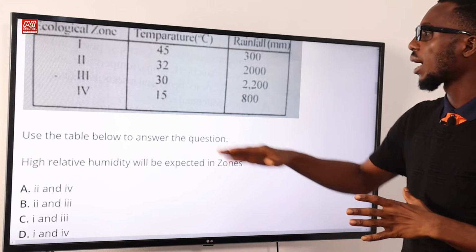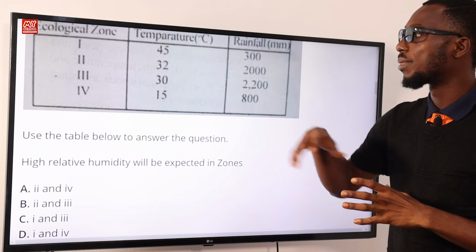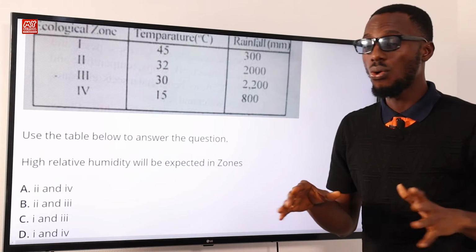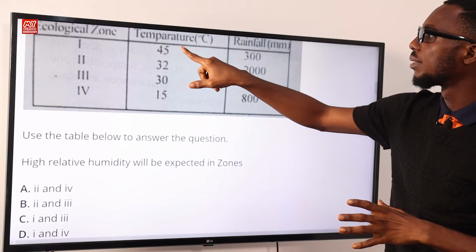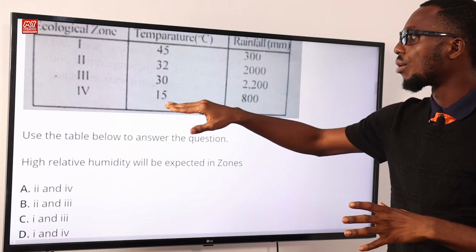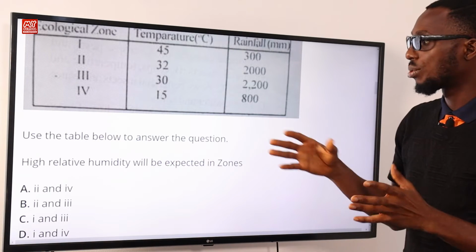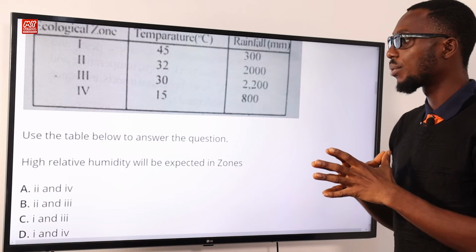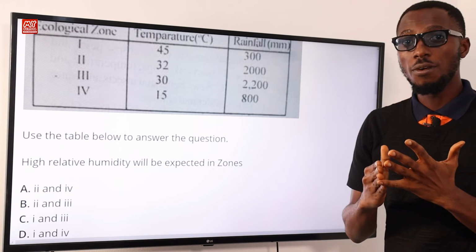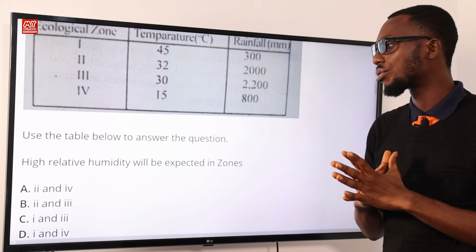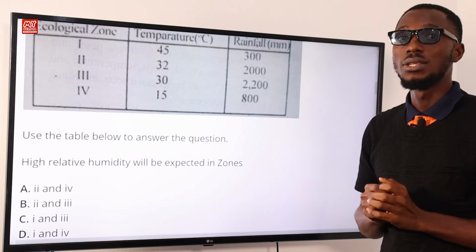So if you check, you realize that the temperatures for zone 2 and zone 3 are quite okay. They are not on the high extreme, like the one at zone 1, or on the lower side at zone 4. So the most appropriate option, where you have high relative humidity when you consider rainfall, water vapor, and temperature, is zone 2 and zone 3. So the correct option is option B.